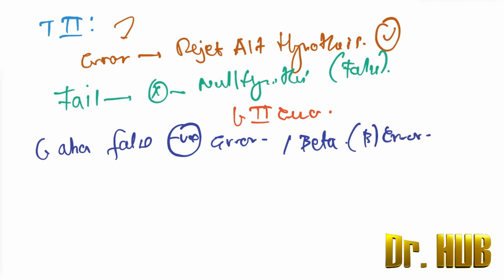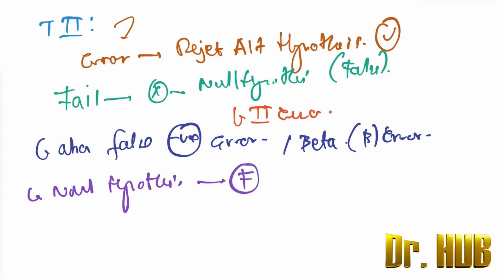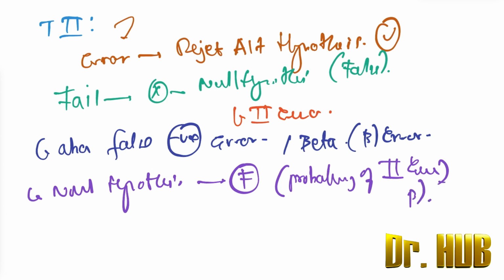If the null hypothesis is false, the probability of a type 2 error is beta. The power of the statistical test is indicated by 1 minus beta.